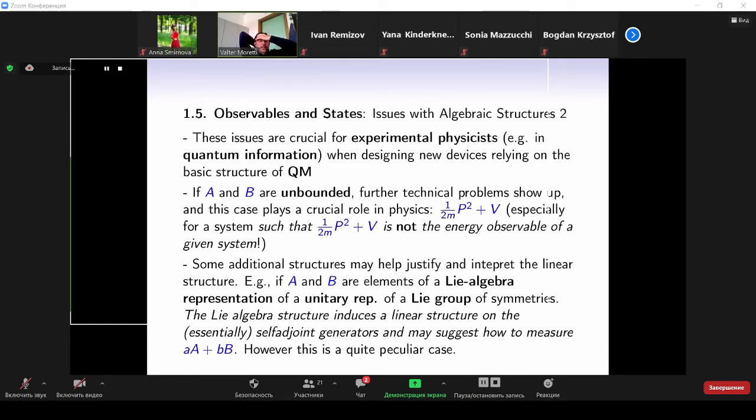I only say that in case A and B are generators of some representation of some Lie group of symmetries of the problem, in this case it is in general possible, if we are able to measure A and B, or if we know the PVM, the family of elementary propositions associated to A and B, using the action of the group on the generators. Is it sometimes possible to construct the elementary observables associated to this new observable out of the elementary observables associated to A and B? But this is a very particular case. It's not possible in general.